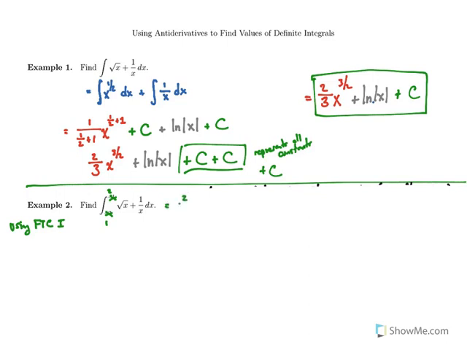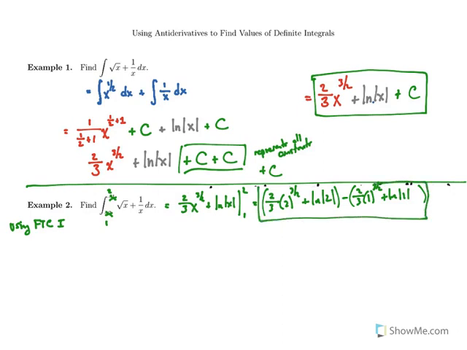And we can write this as 2/3 x to the 3/2 plus natural log of absolute value of x evaluated from 1 to 2. And again, now we can just plug in the top bound and in parentheses subtract off plugging in the bottom bound. And we could simplify from there. At this point, I'm just going to leave that in the interest of time.